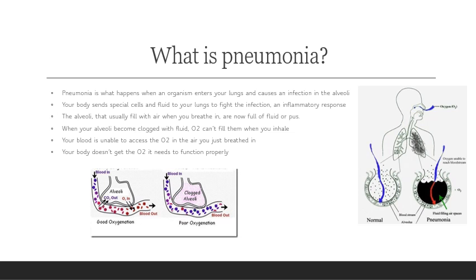What is pneumonia? Pneumonia is what happens when an organism enters your lungs and causes an infection in the alveoli. And an organism is just a germ. Your body then sends special cells and fluid to your lungs to fight the infection.